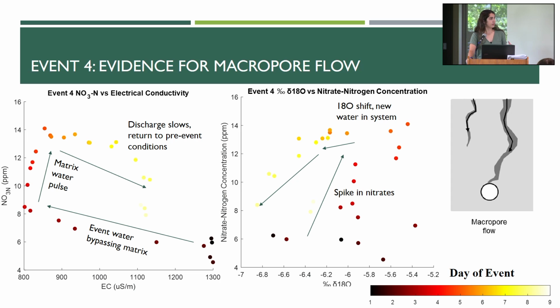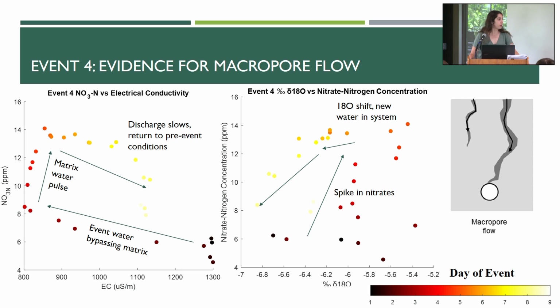Like we said, there is a drier soil condition, more cracks in the soil, less time to interact with the matrix, which you can see on the left-hand graph here. There is a decrease in electrical conductivity where the event water bypasses the soil matrix. The nitrate concentrations are still staying relatively low. And then there's that pulse of matrix water, the water that was held in the soil micropores and has the higher nitrate concentration, which is the spike. And then after that, the discharge slows, the water is moving slower, and there's a general return to pre-event conditions.